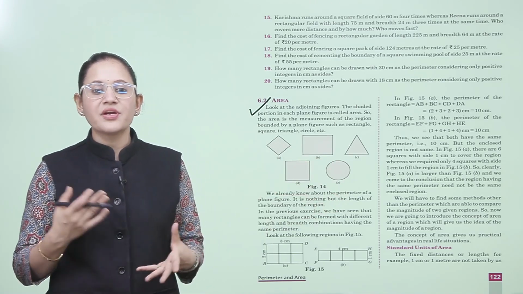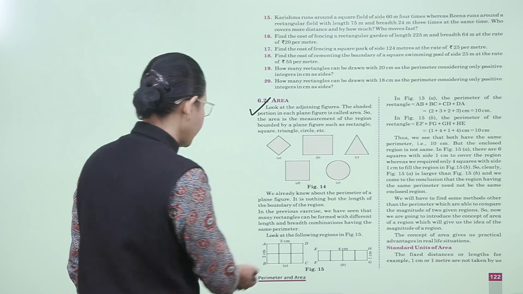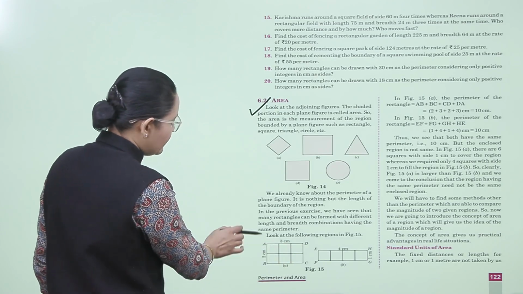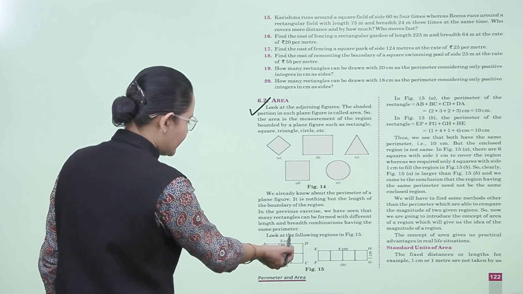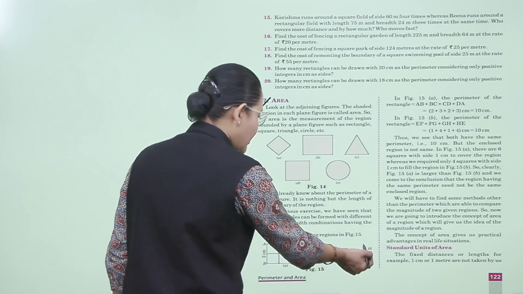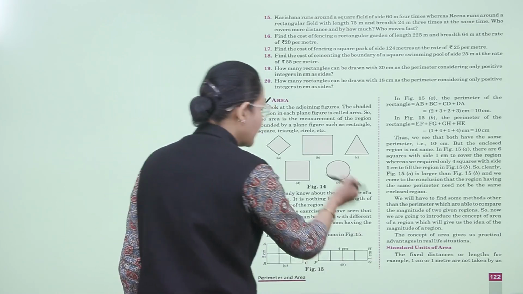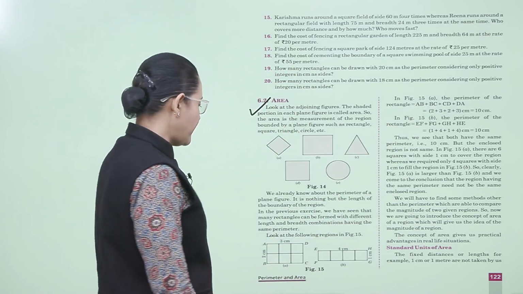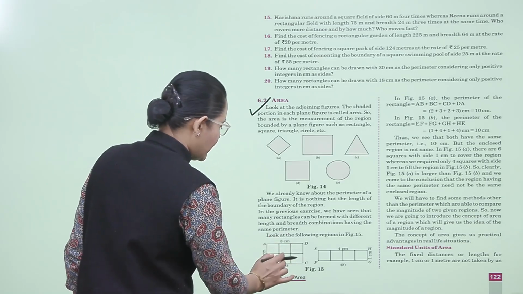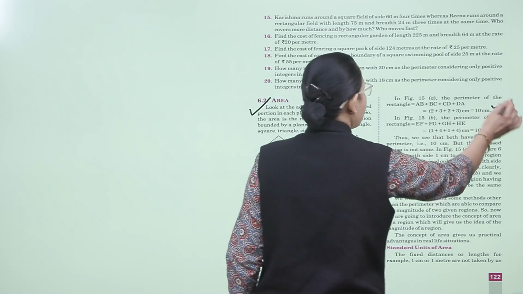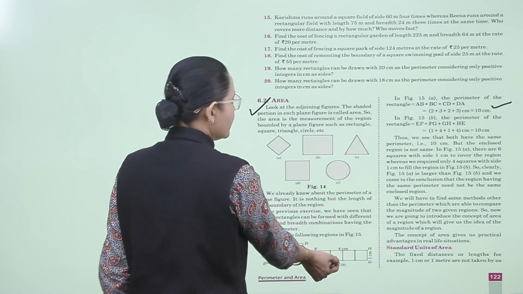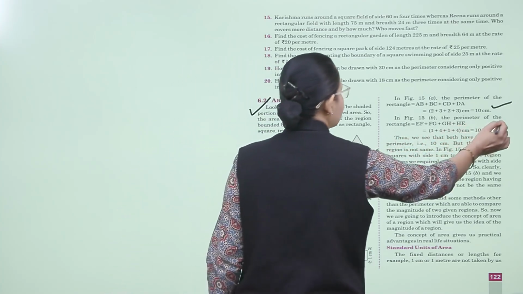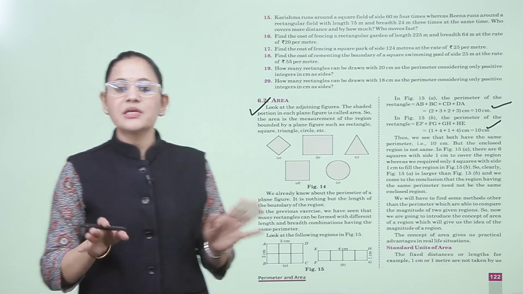Look at the following regions in figure 15. You can see there are different figures given here. In the first, the length is 3 centimeter and breadth is 2 centimeter. Here the length is 4 centimeter and breadth is 1 centimeter. So for figure A, what will be the perimeter? The perimeter will be 2 plus 3 plus 2 plus 3, 10 centimeter. And for figure B, the perimeter is 4 plus 1 plus 4 plus 1, again 10 centimeter. Although they are different figures, their perimeter is the same.